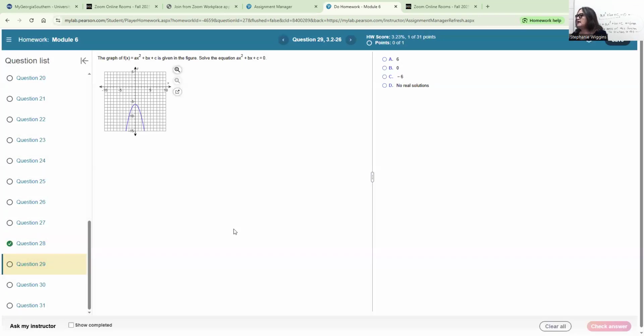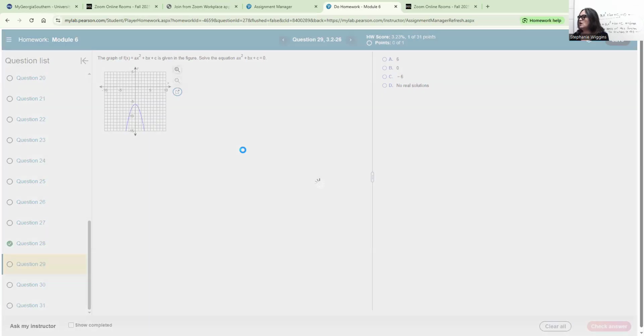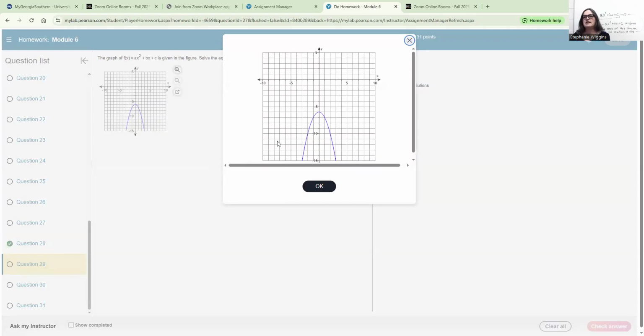All right, in the next question, notice that this particular quadratic function has no x-intercepts. Therefore, the y value of that function is never 0, and therefore 0 equals ax squared plus bx plus c has no solutions.